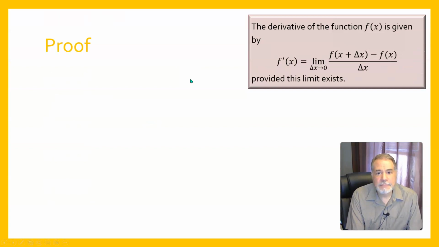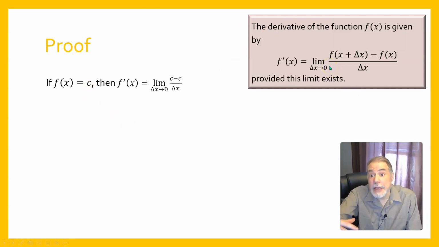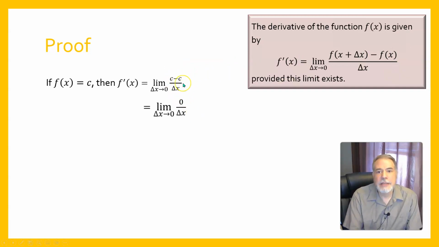To prove this, let's go to the definition. By definition, the derivative of any function is the limit as delta x approaches 0 of that function evaluated at x plus delta x minus that function just of x, all over delta x. So in this case, if the function f of x is c, that means f of anything is c. f of x plus delta x is c, and f of x is c, and so we've got c minus c over delta x. But c minus c, any number minus itself, is just 0.